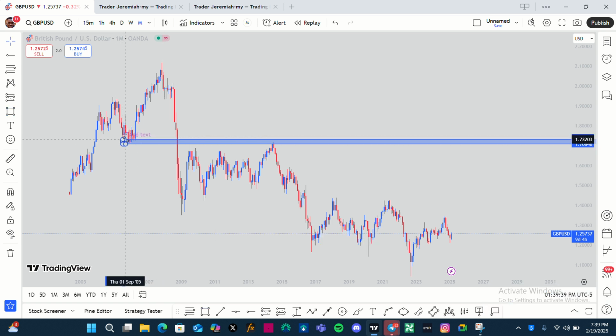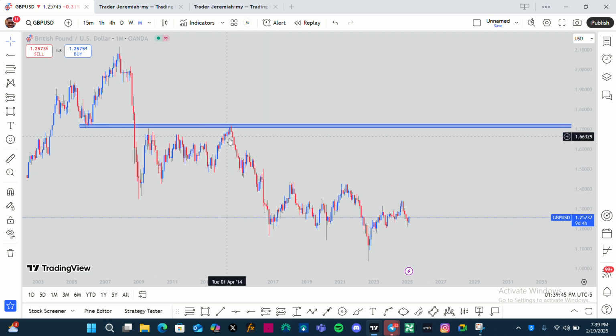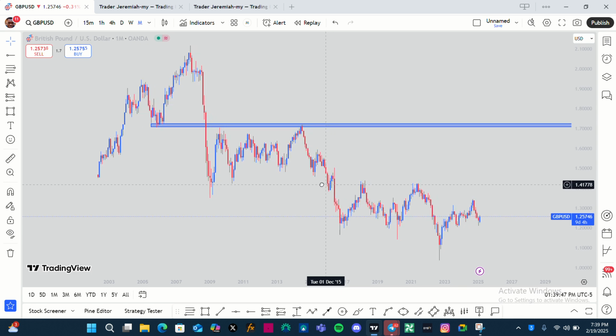As you can see, it still has a minimum of 2 touches. This is the first and this is the second. And also when price got here again, price moved away. Which time frame are you using? Like the monthly time frame.